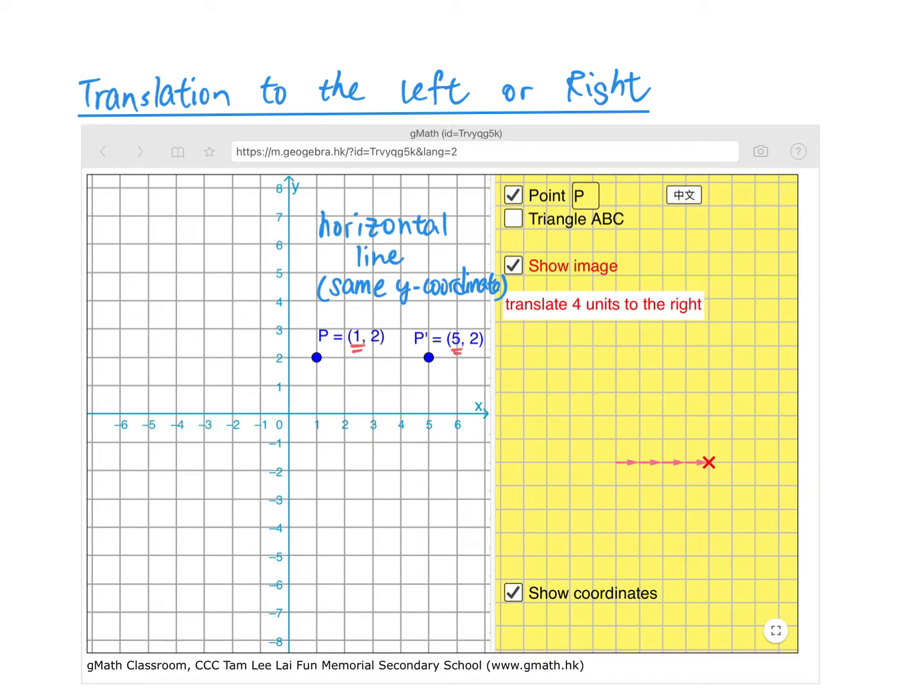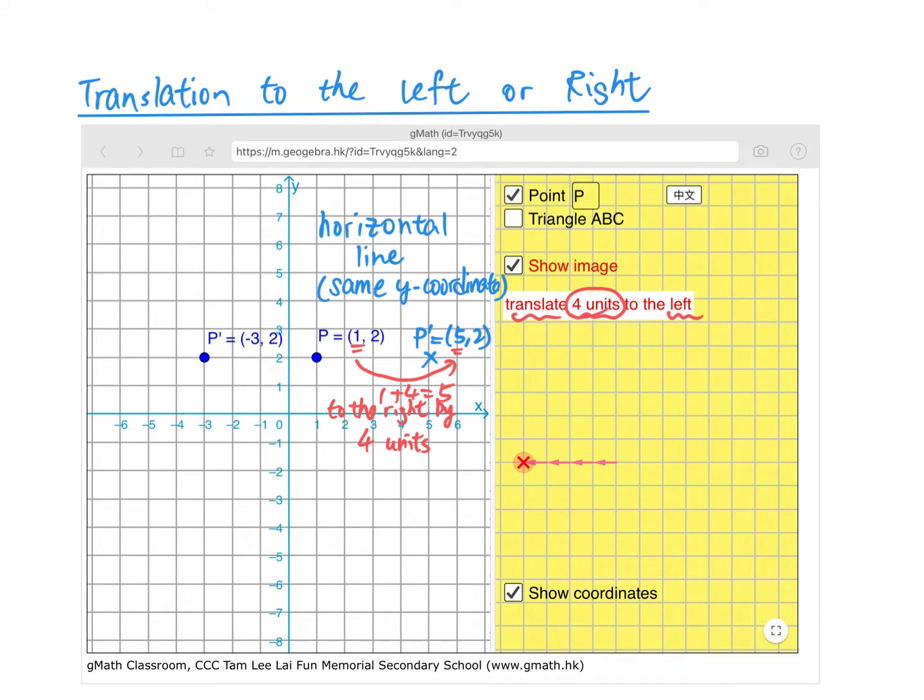Can't you see it is translated to the right by 4 units? You can see from 1 to 5, it is like an addition to 1 by 4. So it is equal to 5. Now I'm going to translate P to the left by 4 units.